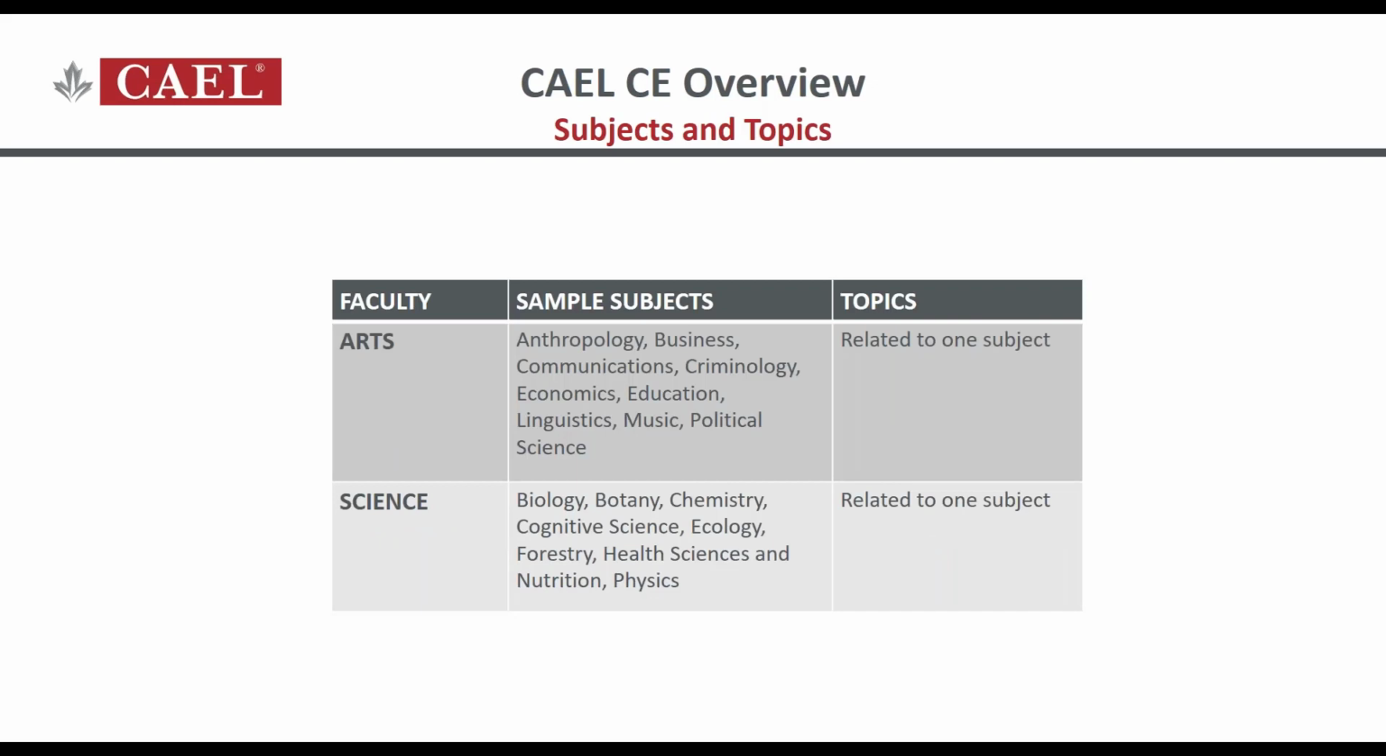Now, here are some of the subjects that you might see in the test. So there are arts and science subjects, and then they're divided into different subjects and categories, such as linguistics, music, political science, business. And then also for sciences, there are things like physics, chemistry, botany, and those are just the sort of subjects you will see for academic English.